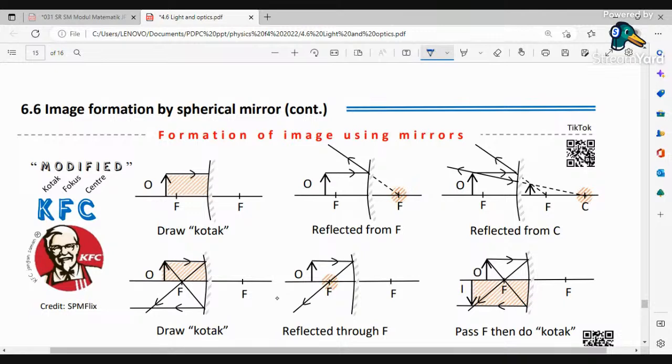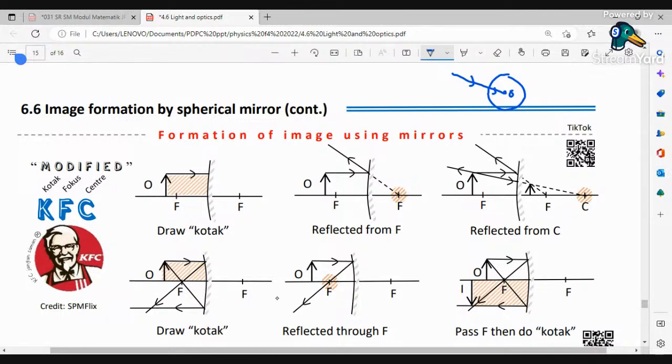And then another one, directed towards C, center. Ingatlah, kalau satu circle, ini O, kalau light ray directed to, dia adalah straight. Sama di sini. Okay, so dia pass through C and then dia akan balik also along the same path. Nampak?